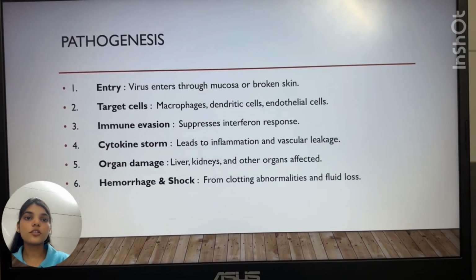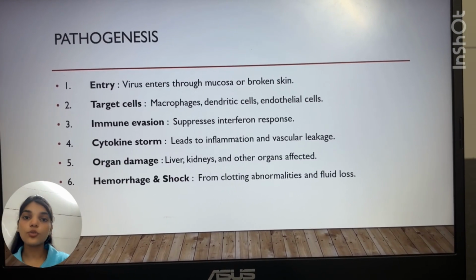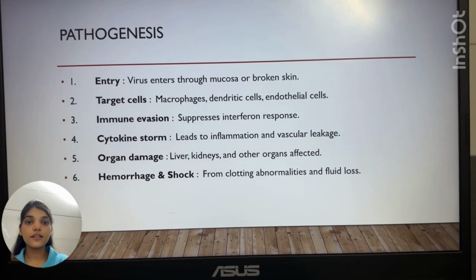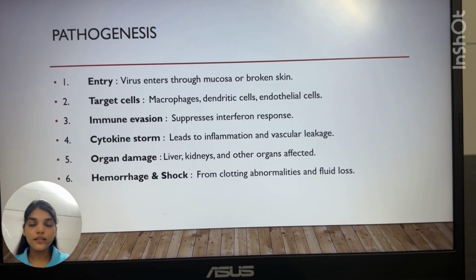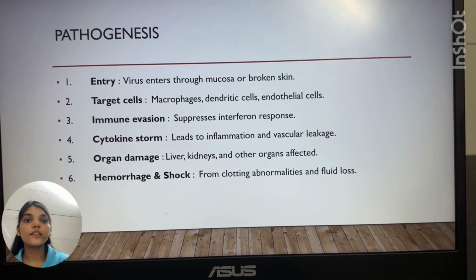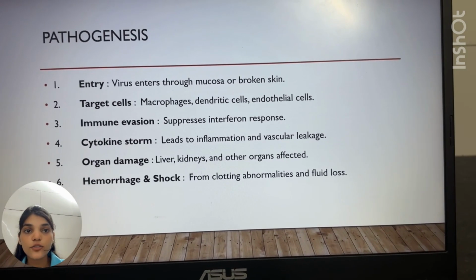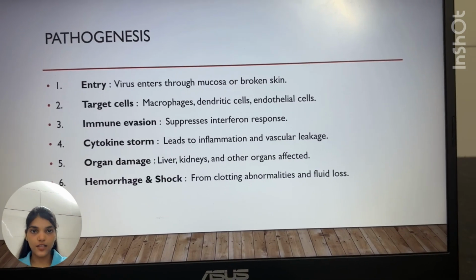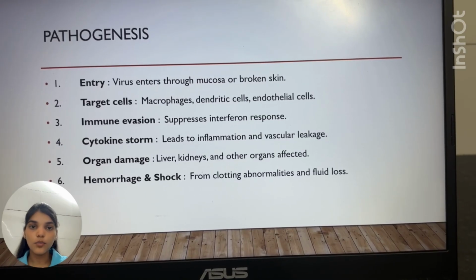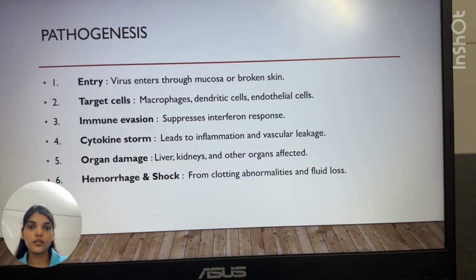Now we are understanding the pathogenesis of Ebola virus. First of all, Ebola virus enters the body through mucosa or broken skin. Macrophages, dendritic cells and endothelial cells are the primary target cells of the Ebola virus. It suppresses the interferon response, which is immune evasion. Cytokine storm leads to inflammation and vascular leakage. Liver, kidneys and other organs are affected and damaged. Hemorrhage and shock result from clotting abnormalities and fluid loss in the body.